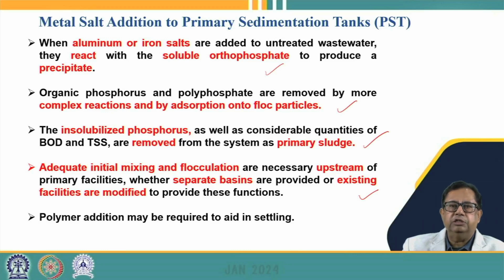So we have to provide certain separate basins, if we do not have those basins in the existing facilities, or we have to modify the existing facilities so that the rapid mixing as well as the floc formation can take place. And we can also go for polymer addition, so that interparticle bridging may take place, because of which the settling may be enhanced.